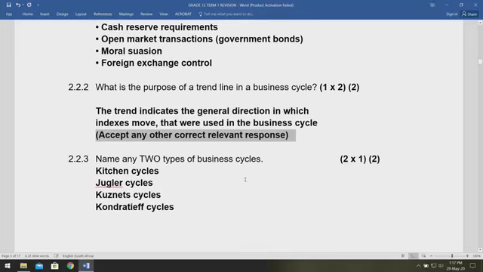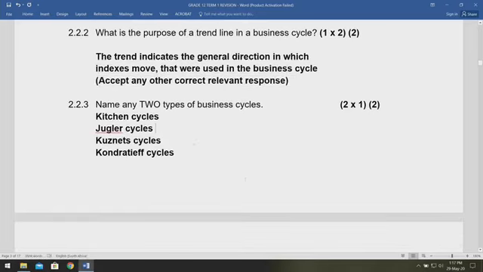And then the types of business cycles, these you just need to learn off by heart, to know what these 4 types are. And these are the kinds of questions you'll be asked on this. So here you just have to name 2 of them. It's like just listing what they are. Okay.